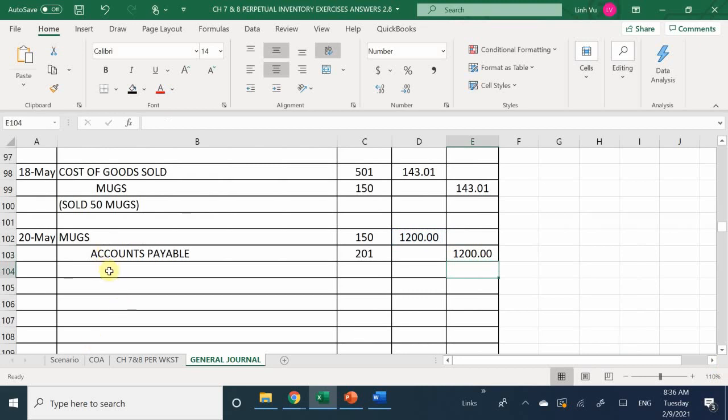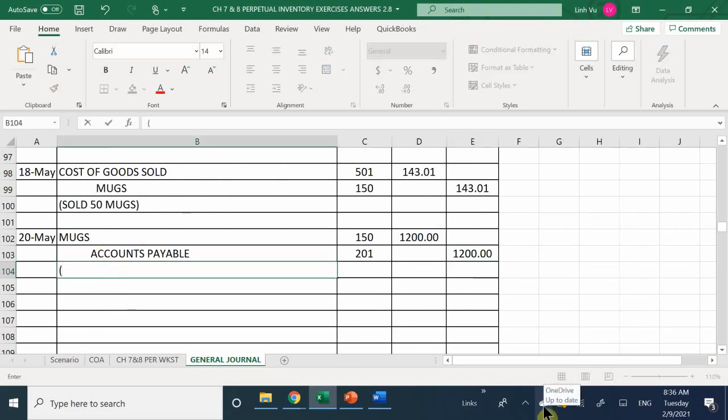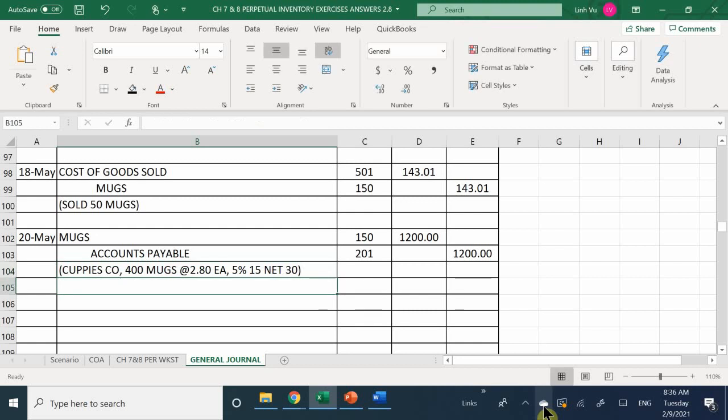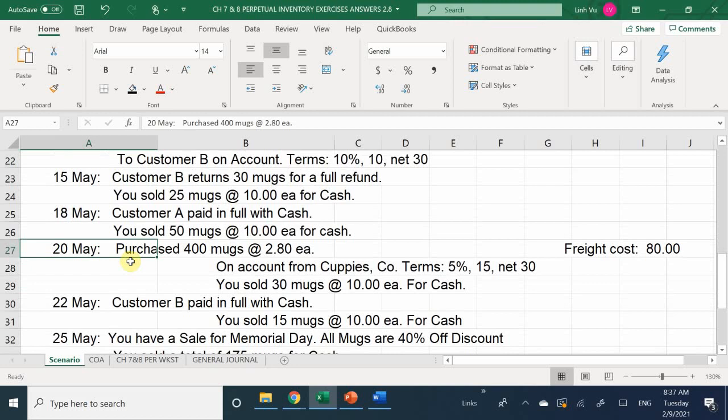I'm also going to make a note here that I bought this from Cuppy's Co. I bought 400 mugs at $2.80 each. And I also was given terms 5/15, net 30. All right, let's see what happened next.